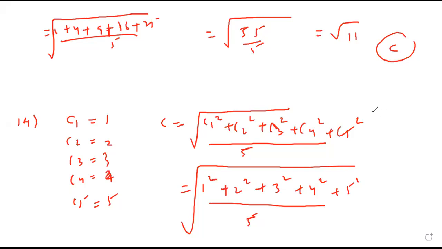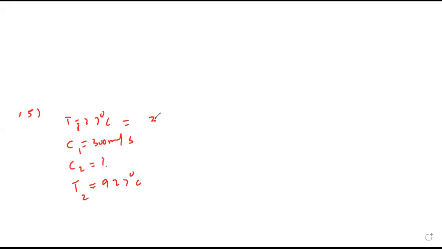Completed 14th. Yes, 15th. The RMS velocity of a molecule of gas at 27 degrees Celsius is 300 meter per second. The RMS velocity we want at a temperature of 927 degrees Celsius. देखते हैं, T1 27, C1, C2 we want. This is T2. 27 means 300 Kelvin, and 927 plus 273 is 1200 Kelvin.